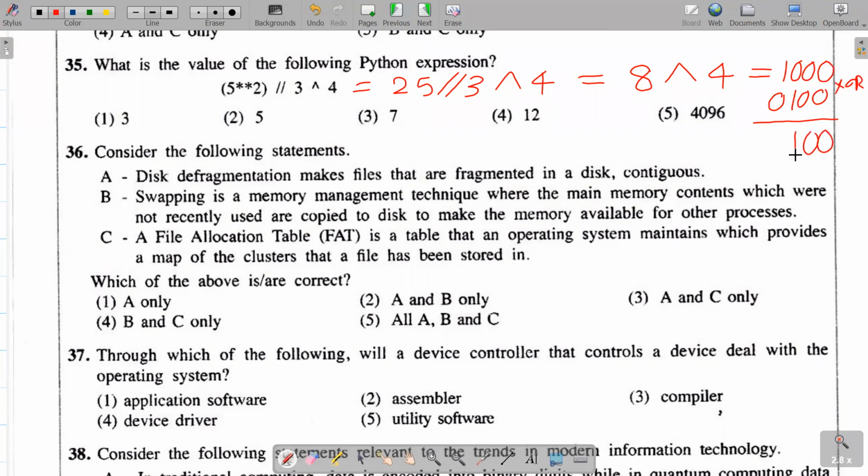0 0 1 1. XOR means, if both are 0 or both are 1, it produces 0. If they are different, it produces 1. Right? So 1 1 0 0 will give you what? 12. 1100. Right? This is 8. This is 4. So 8 plus 4 is 12. So the answer is going to be the fourth one.